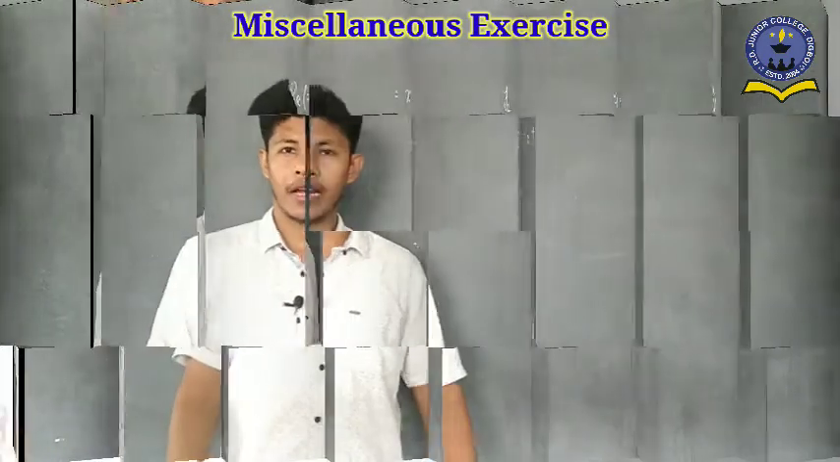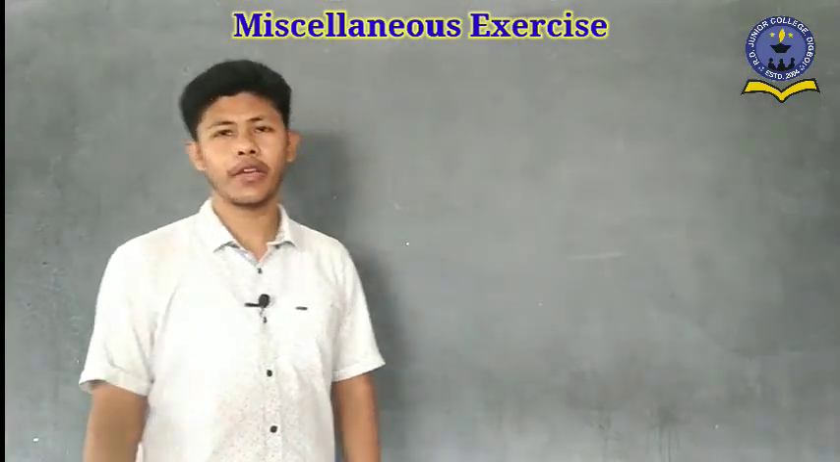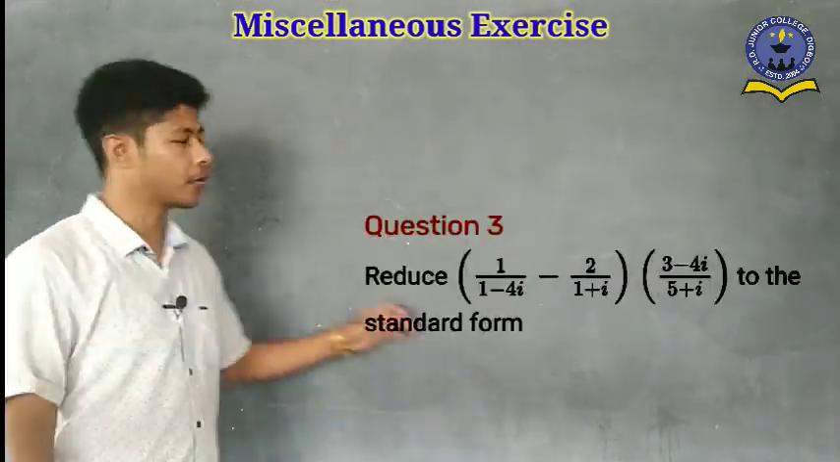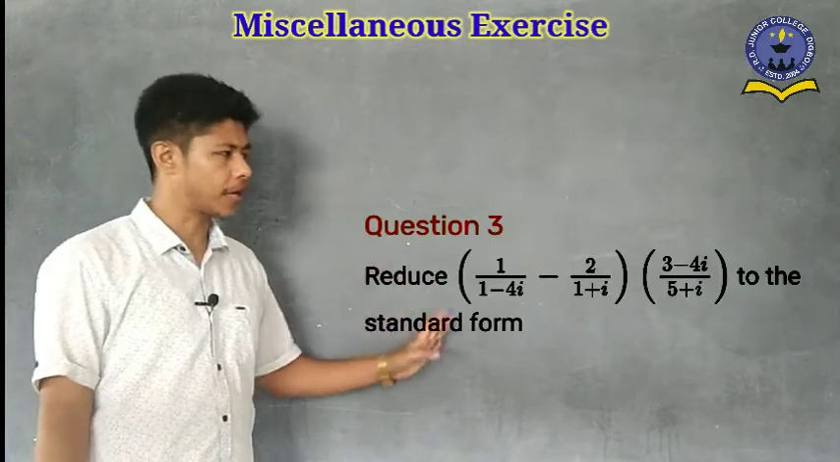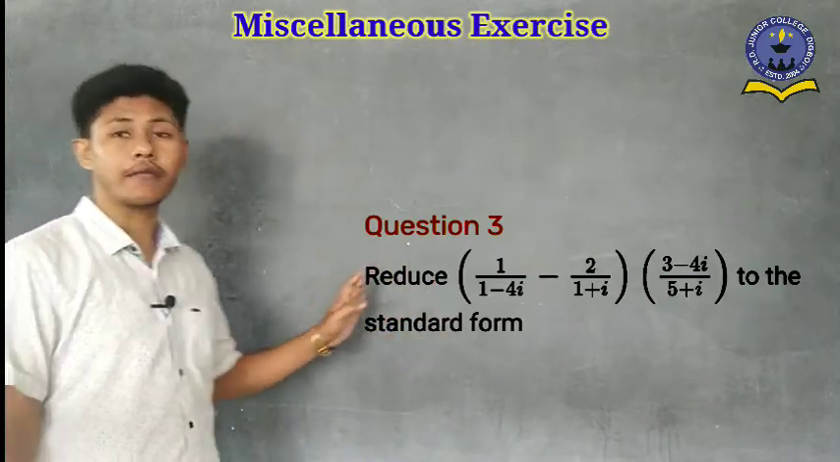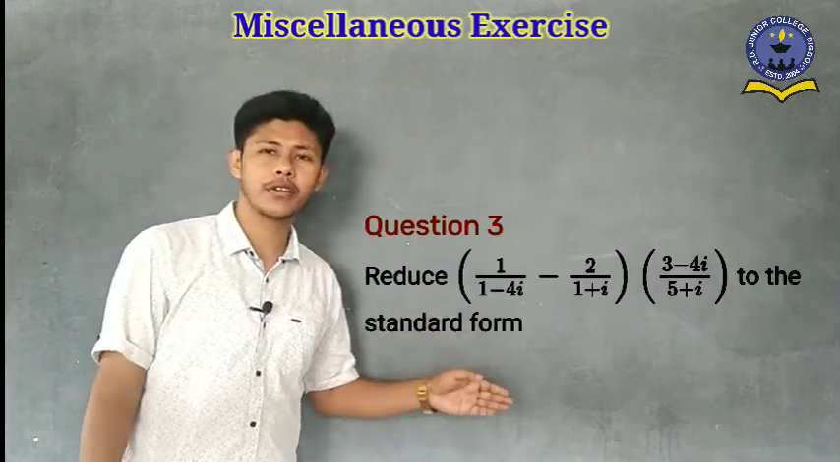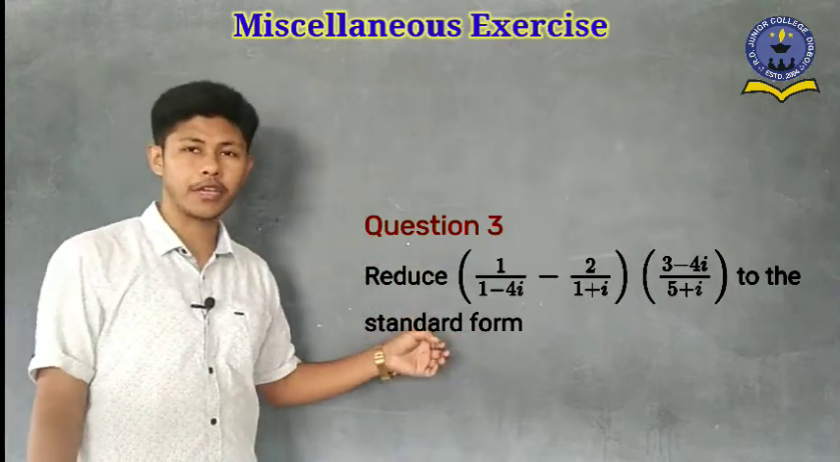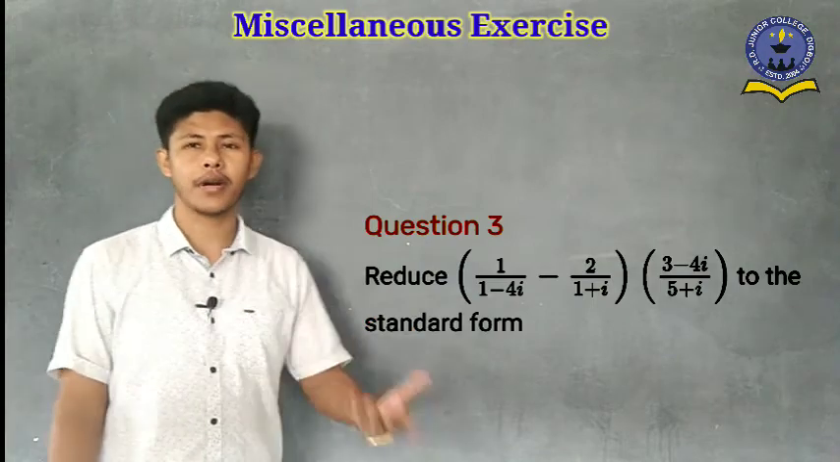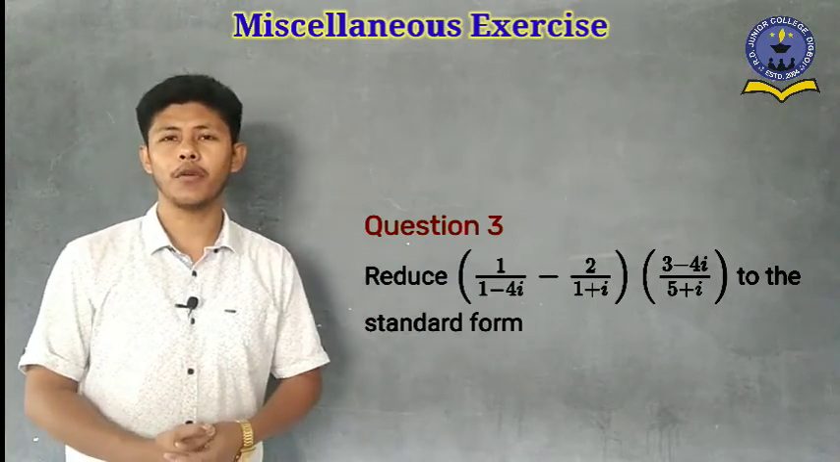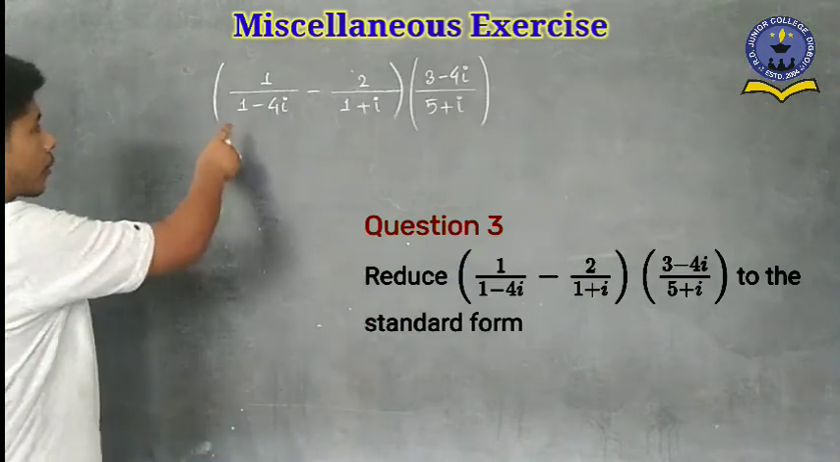Is it clear? After completing question number 2, the third question is: given a complex number, which is not given in a standard form, isn't it? So what we have to do is convert the given question into the standard form of a plus ib. So the question is this one.